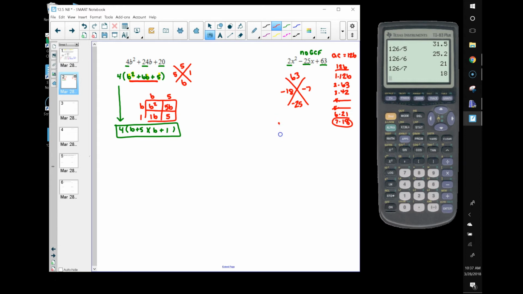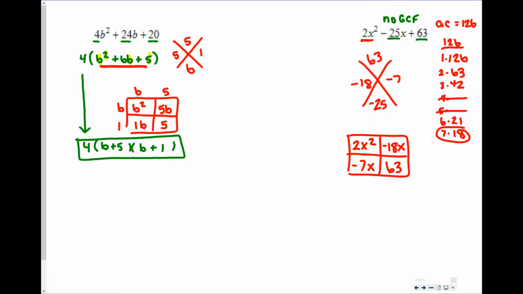Now I'm going to draw my Punnett square. That's my next step. I'm going to put the 2x squared here, and the 63 here, and then these two numbers I got, the negative 18 and the negative 7, go here and here. They could be in either place, it doesn't really matter, like we've talked about. Now I'm going to find my GCF to start solving this puzzle.